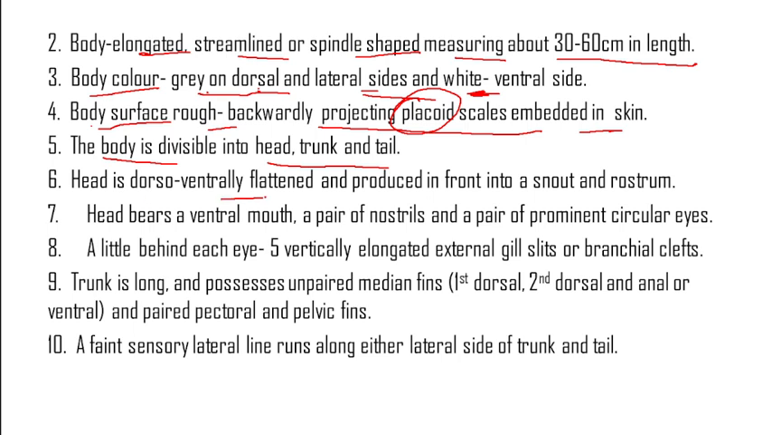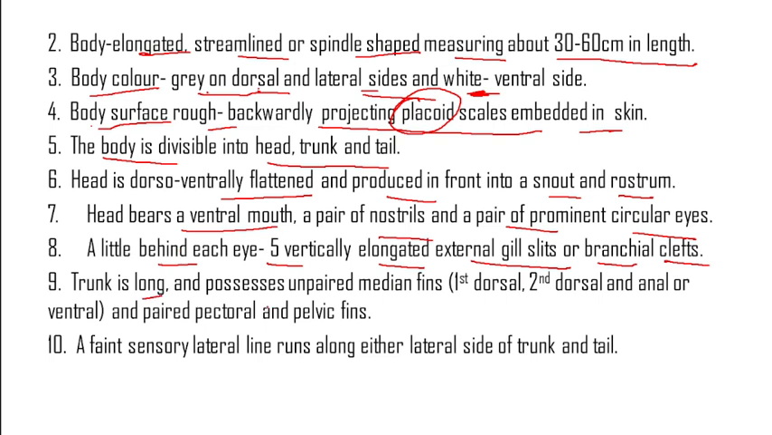Head is dorso-ventrally flattened and produced in front into a snout and rostrum. Head bears a ventral mouth, a pair of nostrils, and a pair of prominent circular eyes. A little behind each eye, 5 vertically elongated external gill slits or branchial clefts are there.